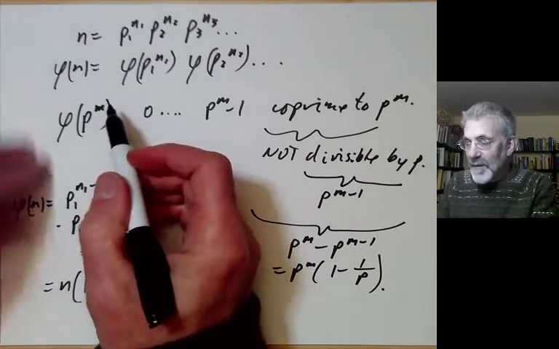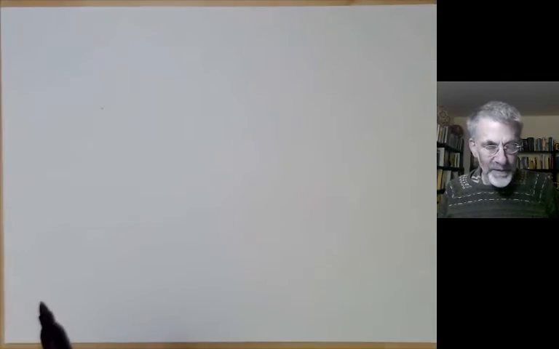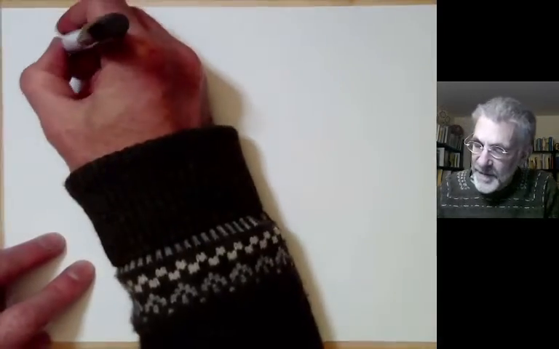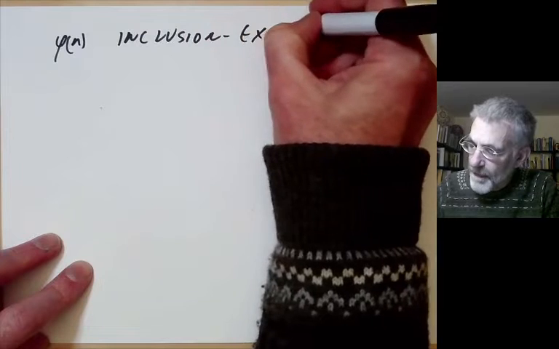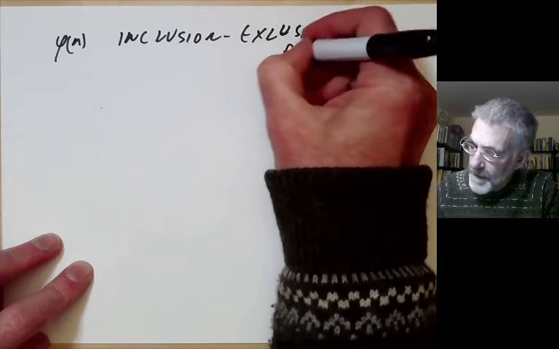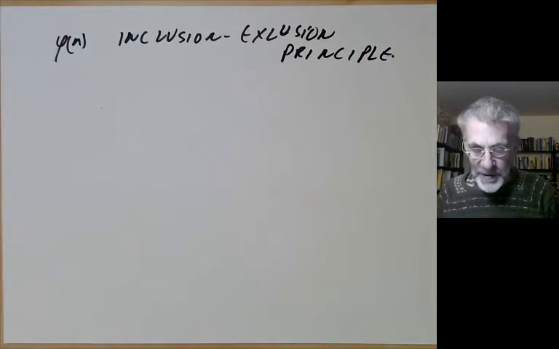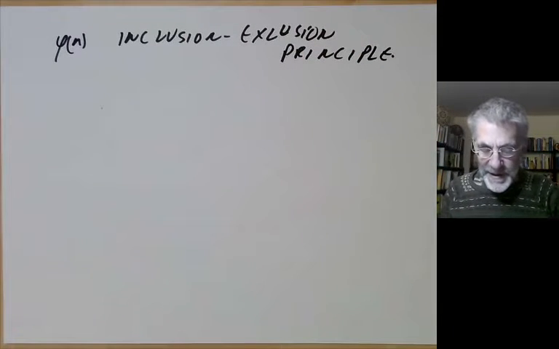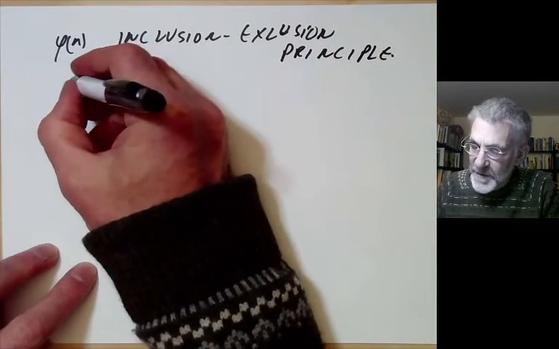I want to give a couple of other different ways of thinking about this formula. So another way of calculating phi of n is by the inclusion-exclusion principle. And actually, this is mainly a way of introducing the inclusion-exclusion principle, which is a neat way of counting things. So let's first of all do phi of 6.